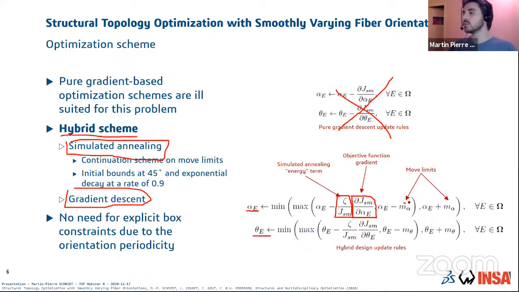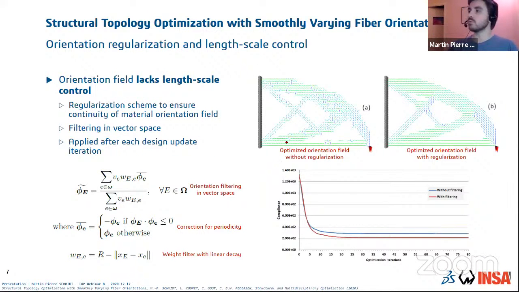And we have move limits that will progressively tighten as the optimization progresses, so that we initially move quickly, so that we basically shake things up, and then as the design starts to converge, we tighten those bounds to converge to the final solution.